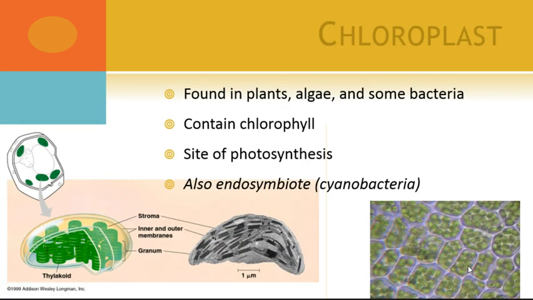These are found in plants, algae, and some bacteria. They contain chlorophyll. They're the site of photosynthesis. And so all of that trophic level stuff that we've talked about, the primary producers, it's because of the chlorophyll in the chloroplasts, and they have their own DNA too, remember. And so this is also an endosymbiotic relationship, although instead of starting out as bacteria, the purple bacteria, these guys were cyanobacteria, and they now have a symbiotic relationship with plant cells.